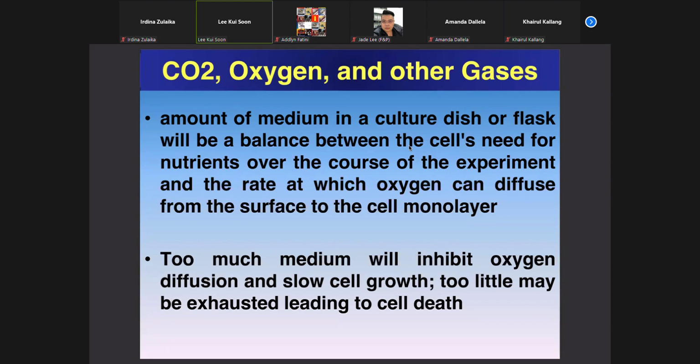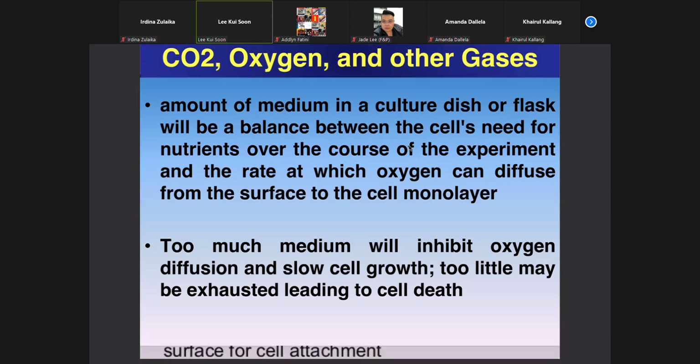So you don't want too much medium, because then the cells that reside at the bottom will not receive the oxygen, and it will cause slow cell growth. However, if you put too little medium, then the medium may dry out easily, and the medium nutrients will be exhausted much faster, which will lead to cell death as well. So you need to plan very well when you culture your cells. Look at the characteristics of the cell, whether the cell is fast growing, non-growing, or slow growing.